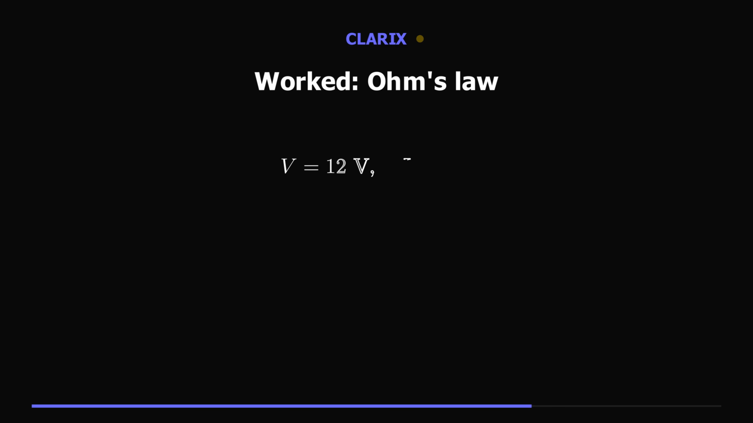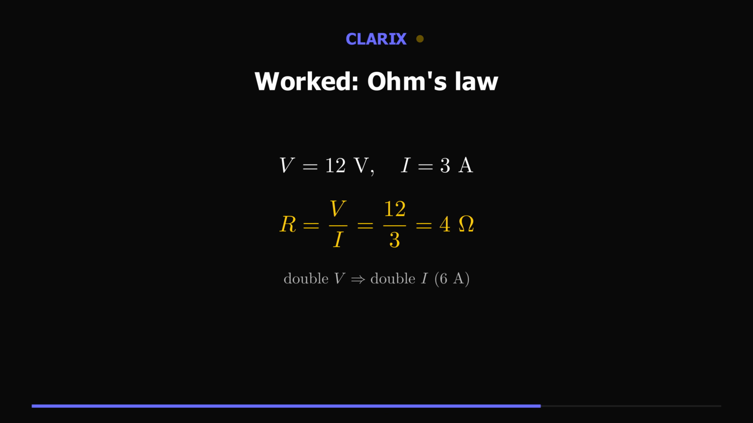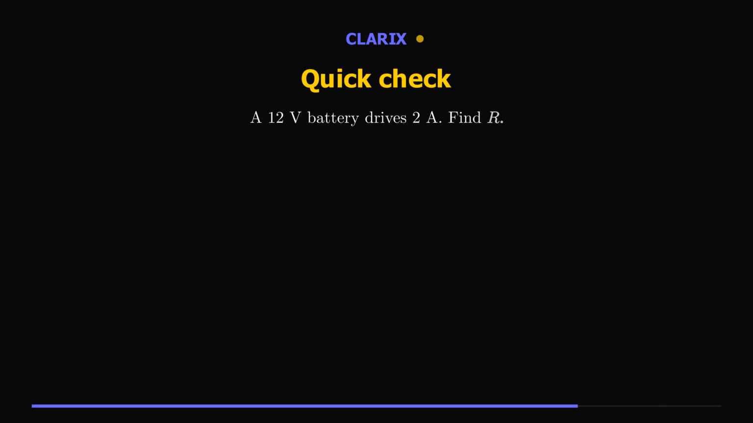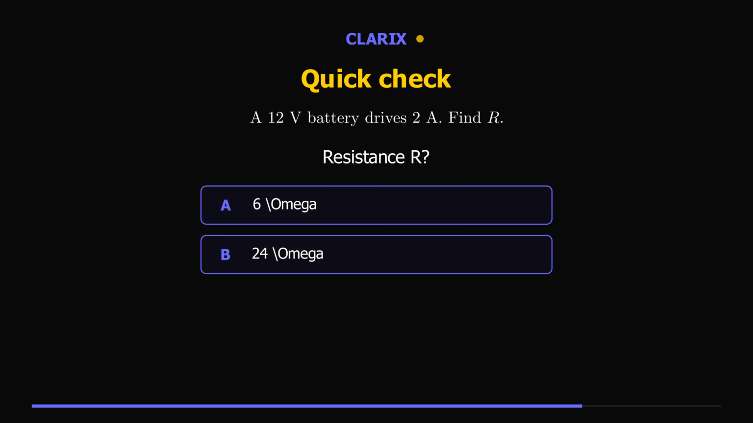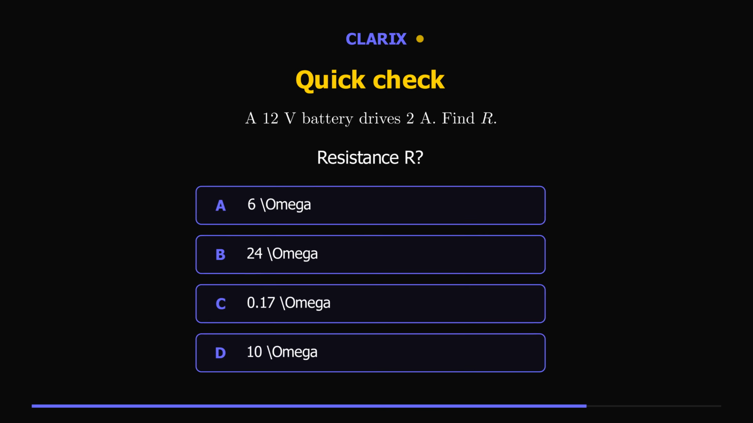Let's use Ohm's law. A 12-volt battery drives a current of 3 amperes through a resistor. What's its resistance? R equals V over I, 12 divided by 3, which is 4 ohms. And if you doubled the voltage to 24 volts with the same resistor, the current would double to 6 amperes. Exactly what Ohm's law predicts. Your turn. The question's on screen. Pause if you like, but try it first. 10 seconds, go.